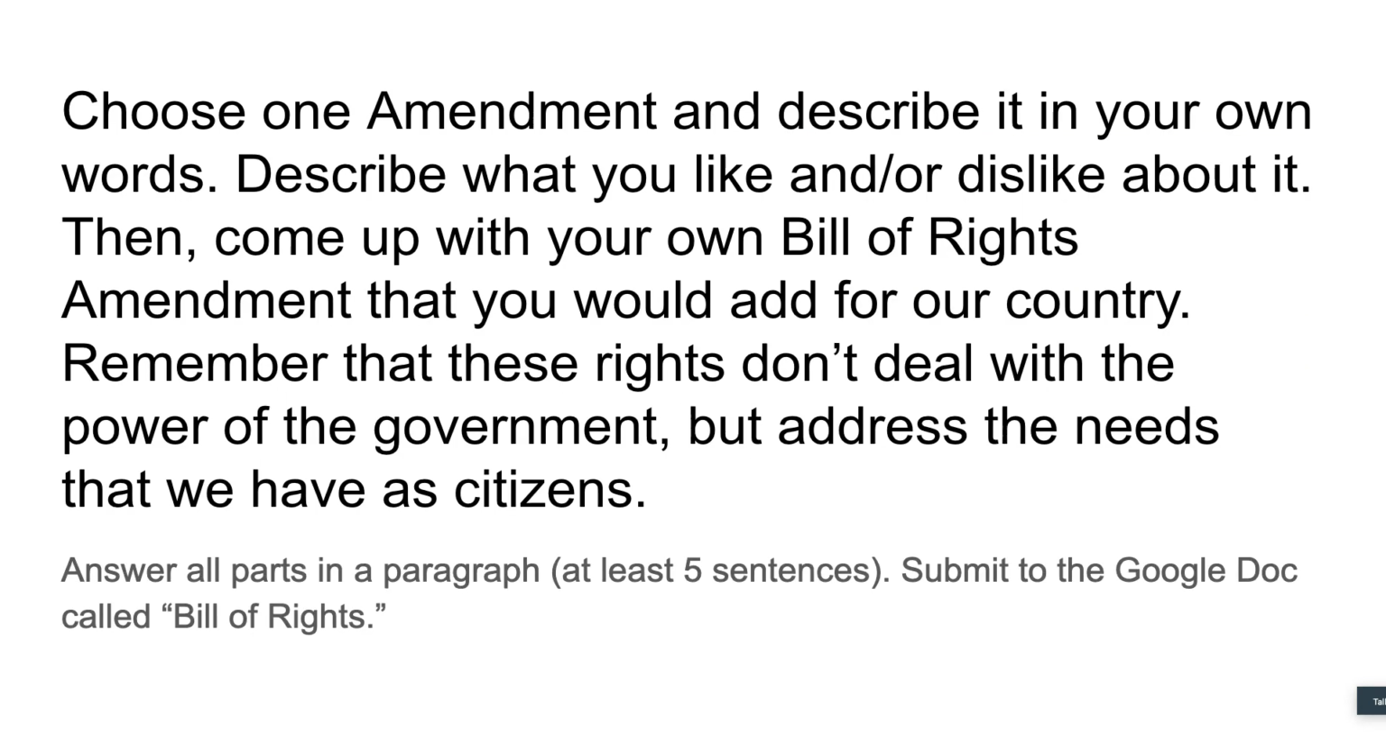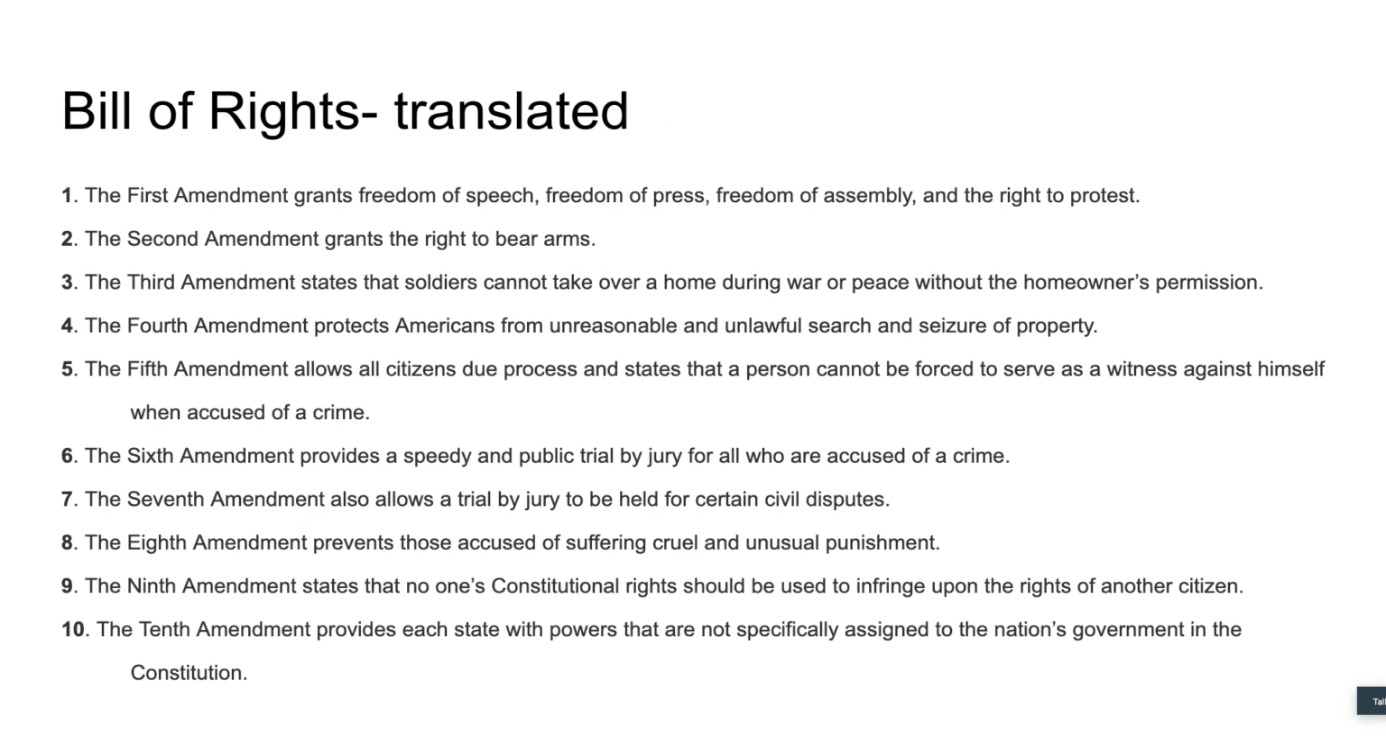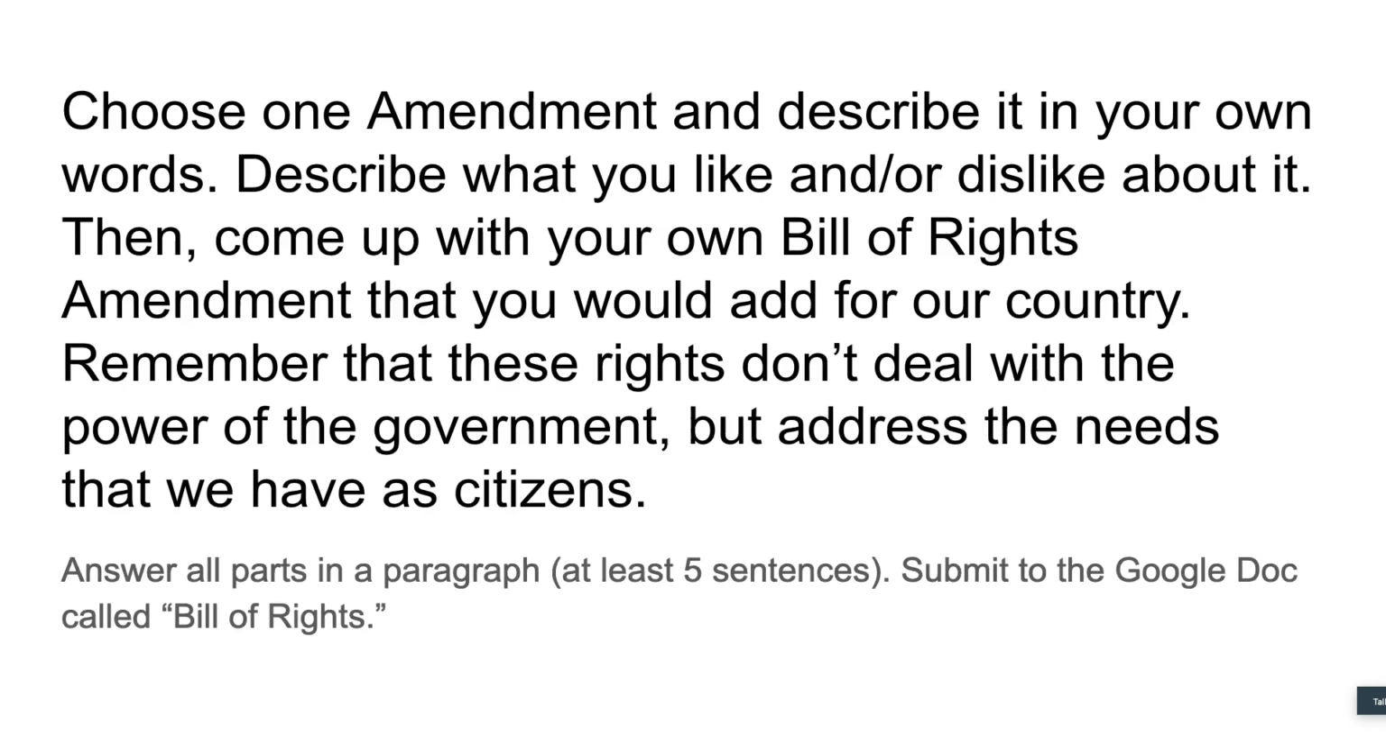So now there should be a Google Doc called Bill of Rights in this assignment. After you're done watching the lecture, I want you to choose one of the amendments that we talked about in the Bill of Rights, and you're going to describe it in your own words. So choose your favorite or choose one that's interesting to you. If you want to do some extra research and Google it or look up some information about it, you can to help you write out your paragraph. But I want you to describe it in your own words. You can also talk about what you like, what you don't like about it.